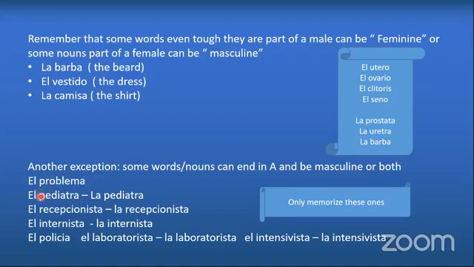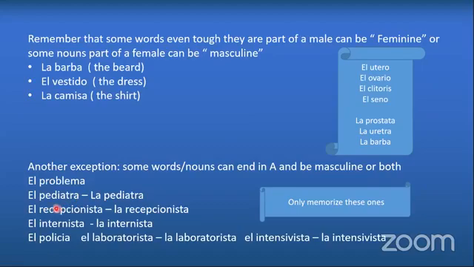Let's see another example here. Pediatra. What's pediatra? We learned it in the last class. It is a pediatrician. The pediatrician can be the same for male and female. The noun is not going to change. I'm not going to say pediatra y pediatro. No, the only thing that's going to change is the article. And the article is going to tell me if there's a gentleman or a lady pediatrician. El pediatra for male, la pediatra for female. But the noun is not going to change.